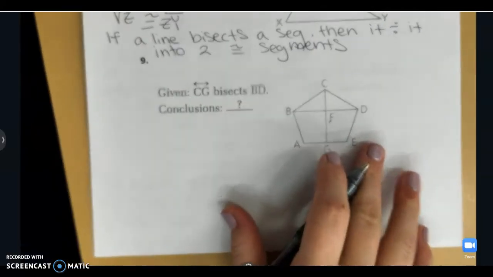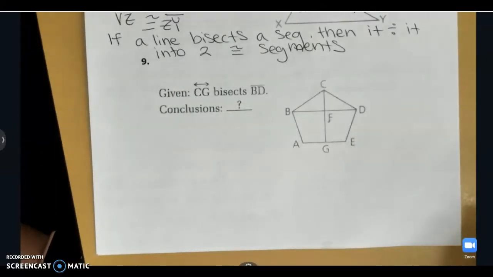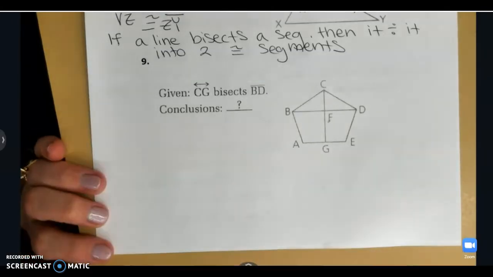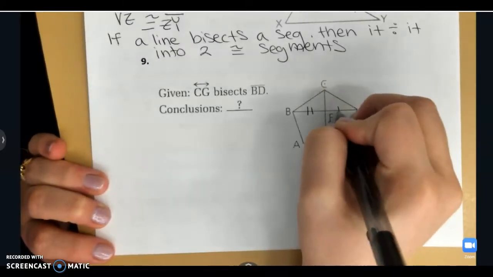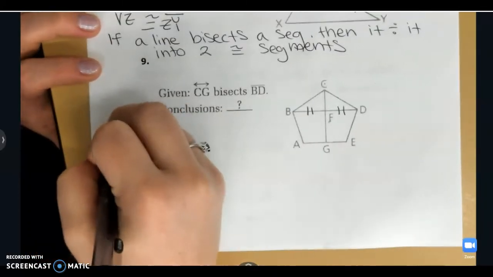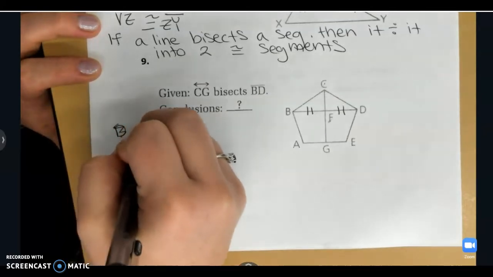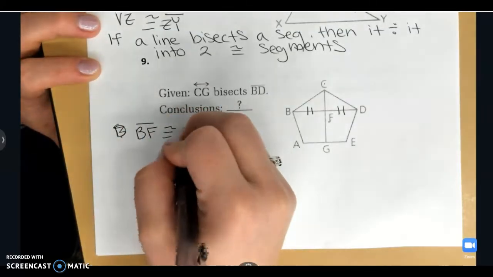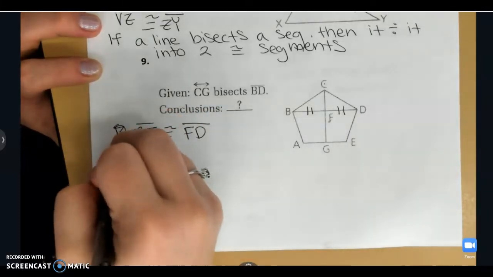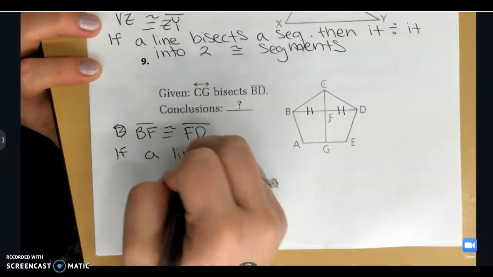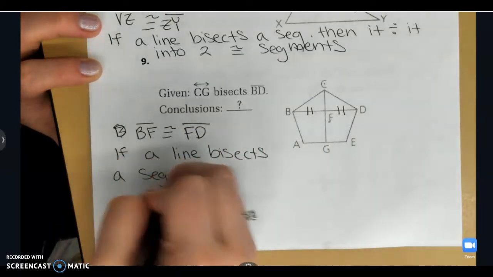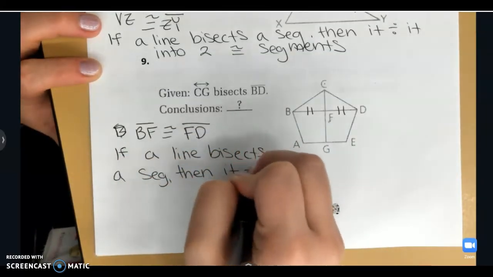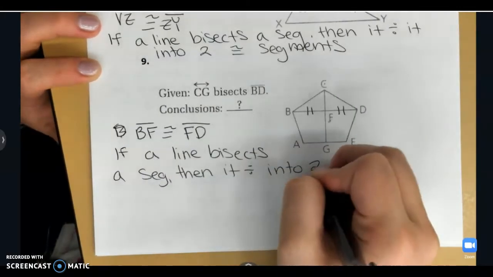All right, again, we have another diagram on number 9, and we're told that line CG bisects BD. So again, this is very similar to number 8. CG has bisected BD, which means it's splitting it into 2 equal parts. So that means that BF is congruent to segment FD, because this is the same thing as number 8. If a line bisects a segment, then it divides it into 2 congruent segments.